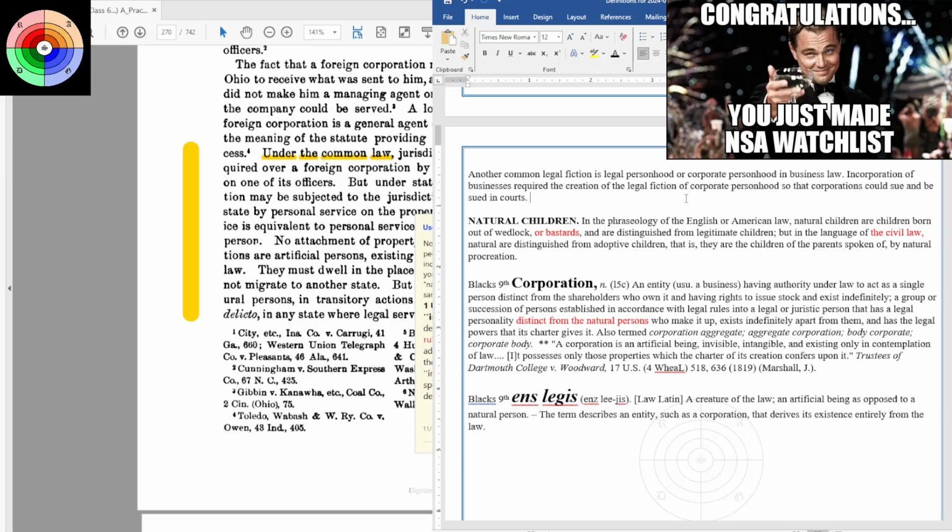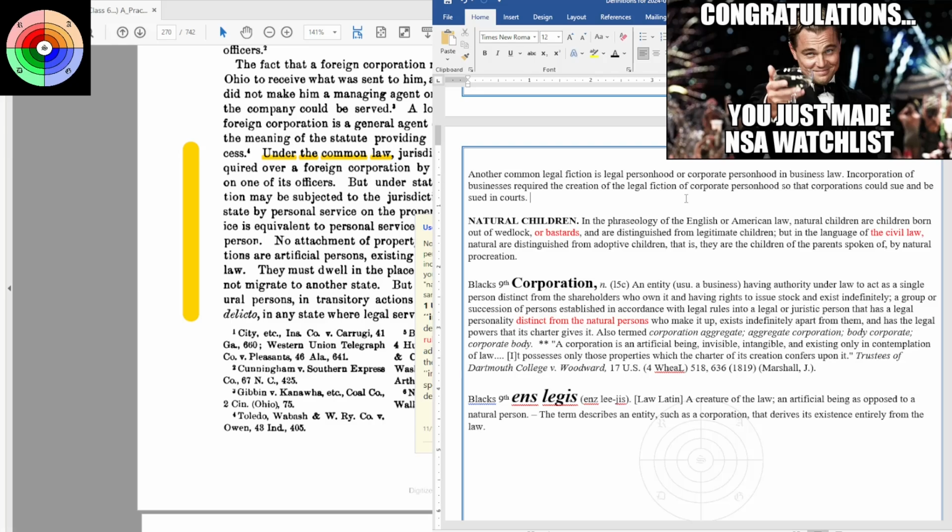Okay, natural children. In the phraseology of the English or American law, meaning common law, natural children are children born out of wedlock, or bastards, and are distinguished from legitimate children. But in the language of the civil law, and whenever you see civil law, it always means Roman civil law, natural are distinguished from adoptive children. That is, they are the children of the parents spoken of by natural procreation. Great.